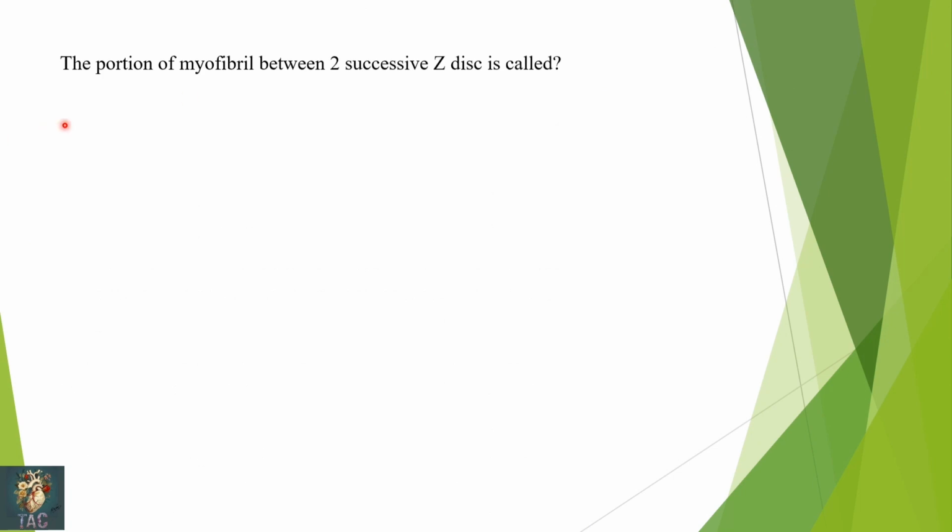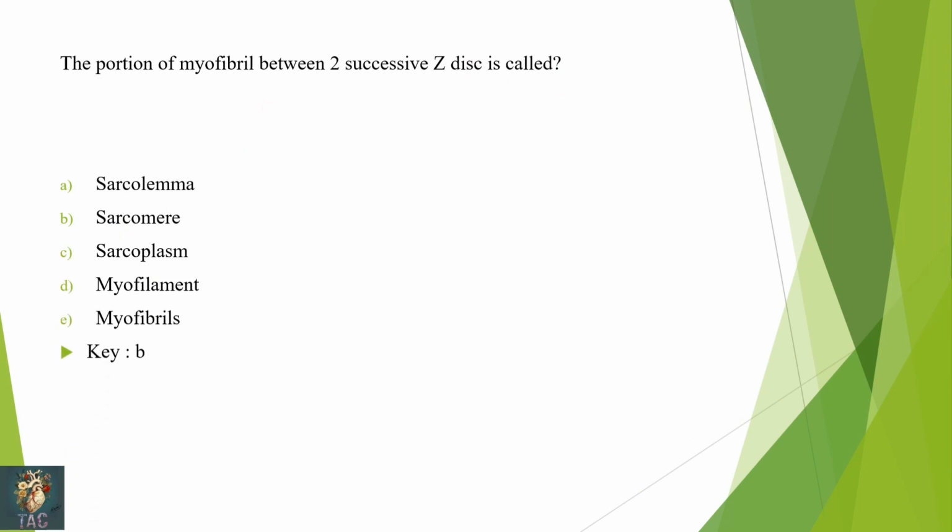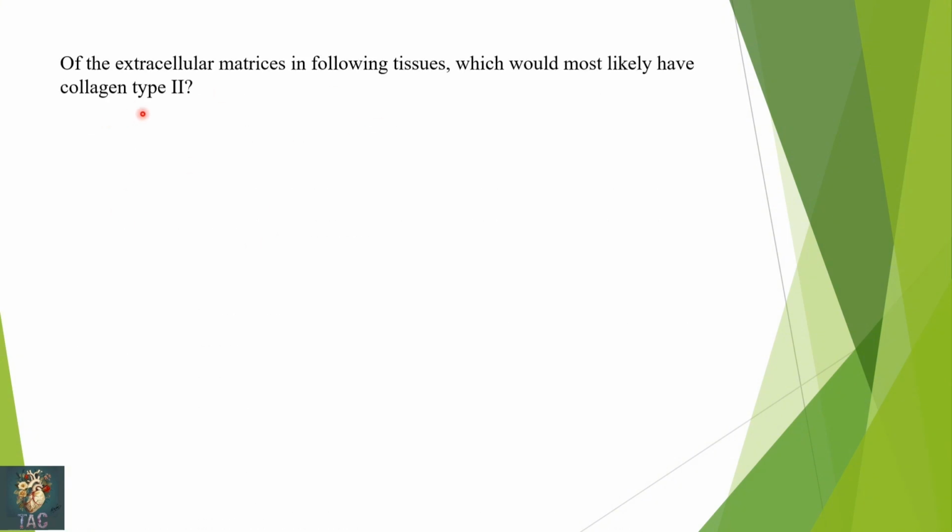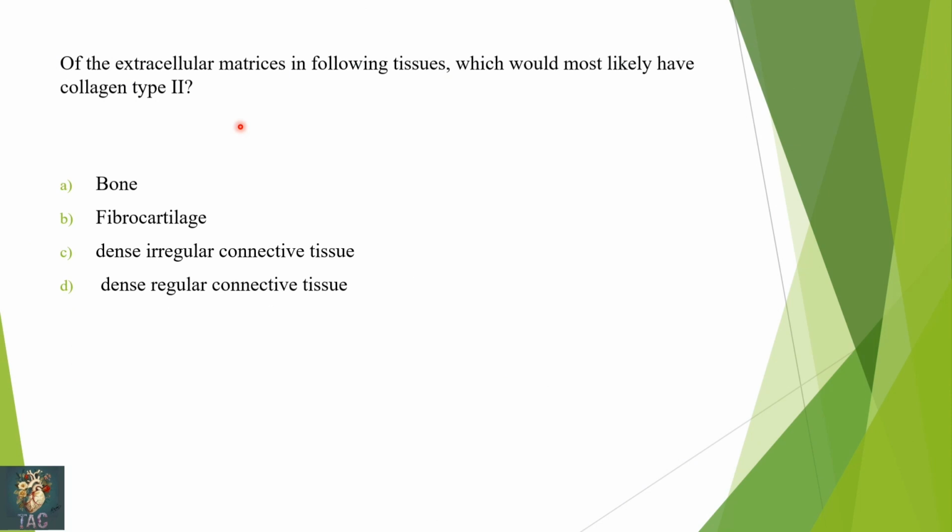The portion of the myofibrils between two successive Z discs is called, a very simple question, the sarcomere. Next, the extracellular matrix in which of the following tissues would most likely have type 2 collagen? The bone, fibrocartilage, dense irregular connective tissue, dense regular connective tissue, and hyaline. We all know the hyaline cartilage contains type 2 collagen fibers, and this is the correct option.